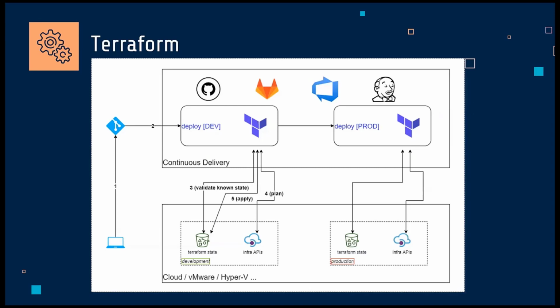Now, this is how a typical workflow using Terraform would look like. So you see on the left side, the developer will push code to a source control in step 1. Then upon acceptance, the CI/CD pipelines will use Terraform to validate the known Terraform state. So that's step 3. Then a plan is going to be formulated against the real infrastructure via the APIs. So that's step number 4.